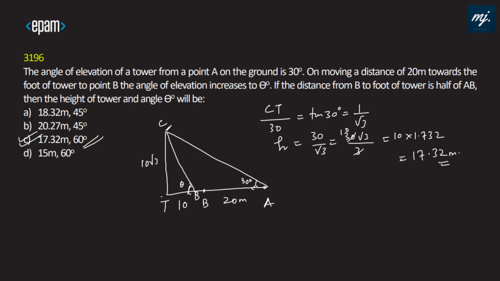Now in triangle CTB, tan theta is perpendicular by base, that is 10 root 3 by 10. If we cancel out, that becomes root 3. Root 3 is tan 60 degree. Therefore, theta is 60 degree. Option C fits in.